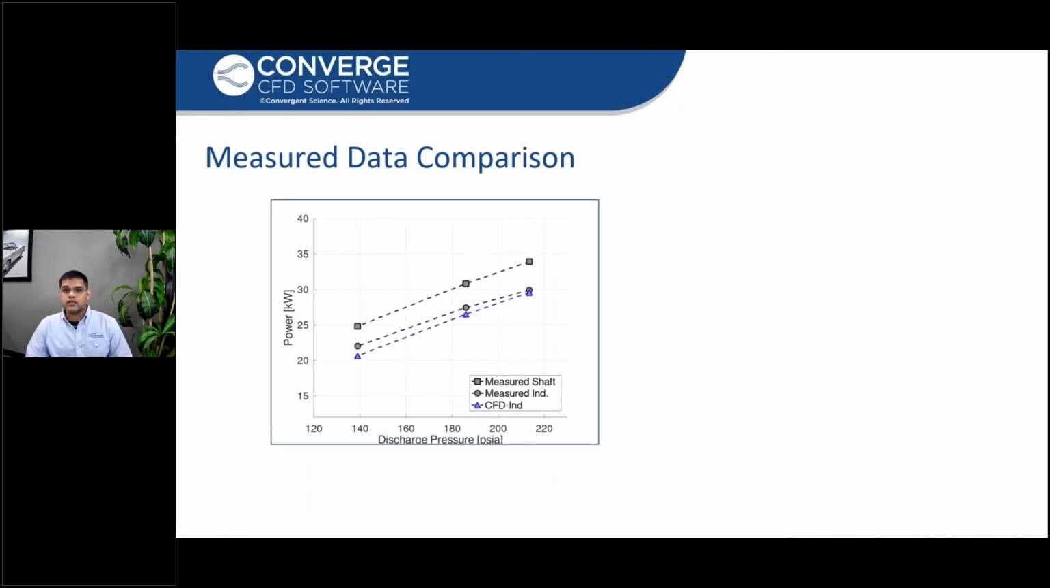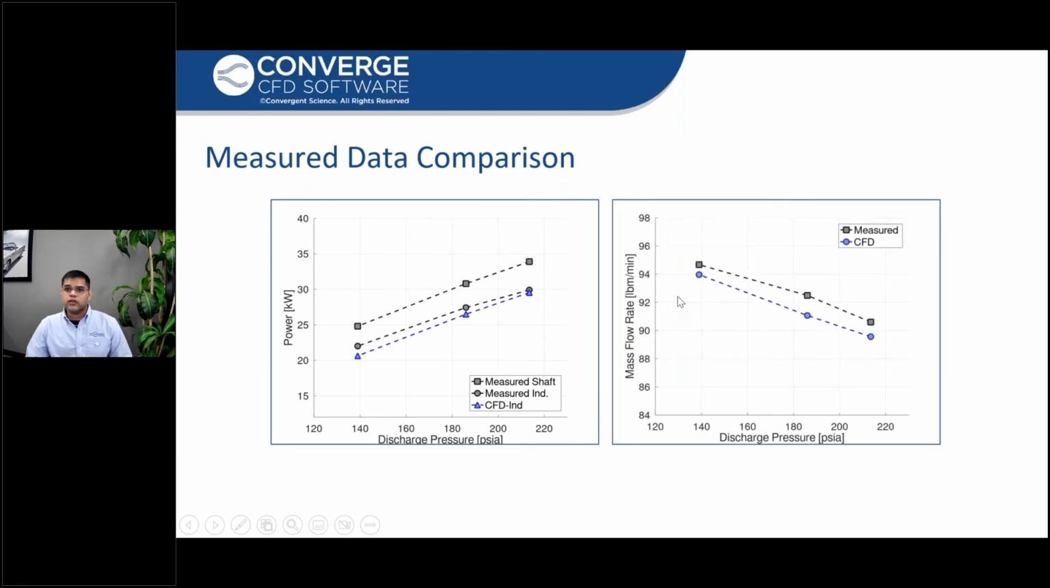Number one is the power. Since we match the indicator diagram pretty well, we can match the power calculations pretty well as well. You can see that for all the three conditions, our measured indicated power and the CFD indicated power are pretty close to each other, with the maximum discrepancy for case 21 of about 6%, and we calculated the CFD indicated power by integrating the PV curve that you observed in the previous slide.